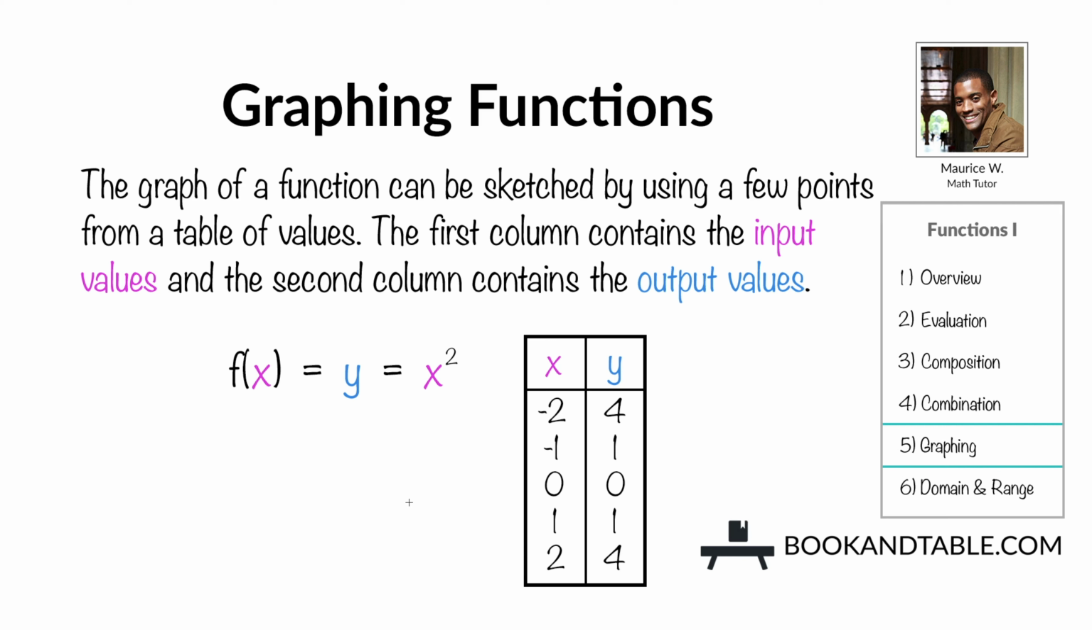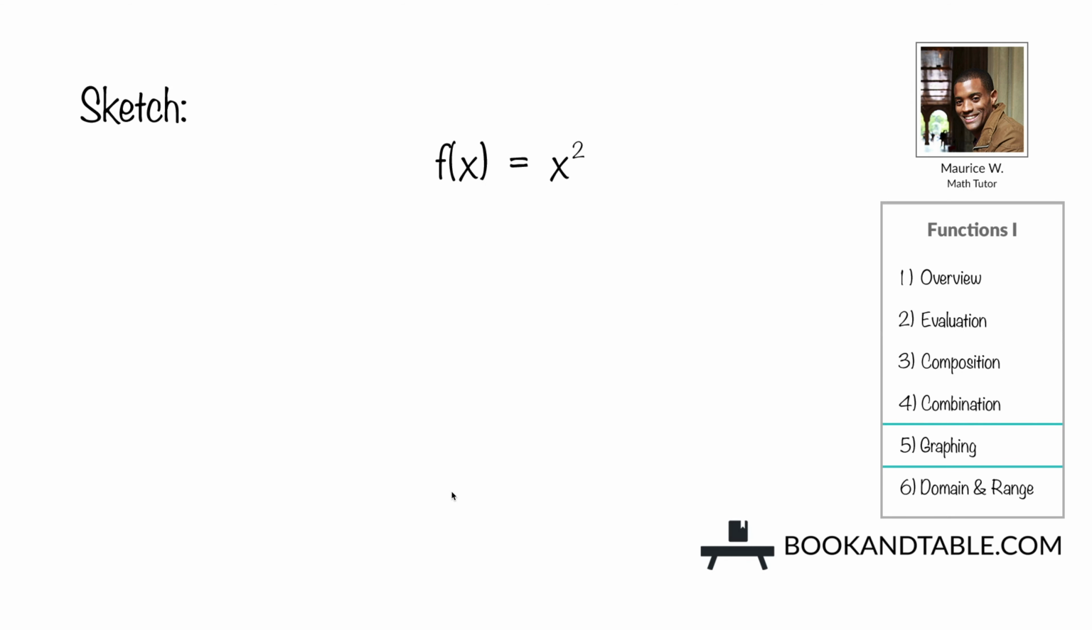Now, the graph of a function can be sketched by using a few points from a table of values. The first column contains the input values, and the second column contains the output values. So the first column is our x's. We plug these values into x, and the number in the second column beside it is the result of plugging in that number.